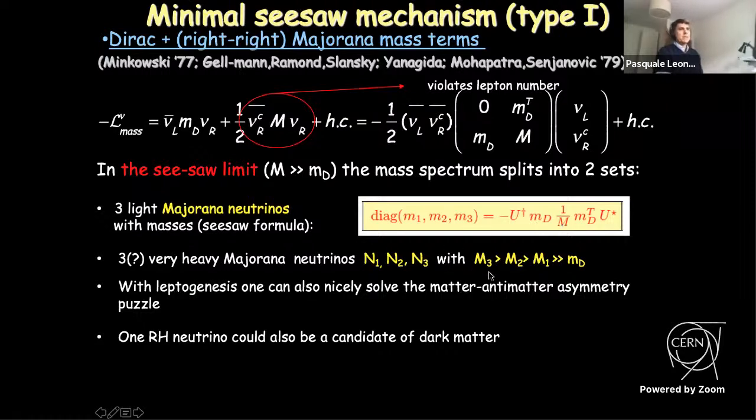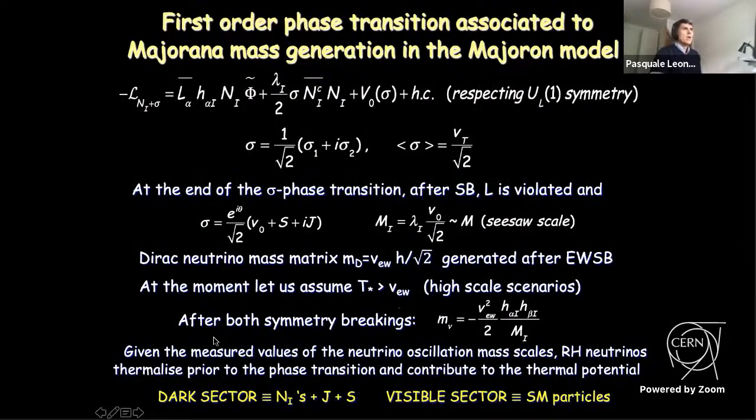You also predict the existence of very heavy seesaw neutrinos with Majorana masses. And you can address the origin of matter in the universe with leptogenesis, and also one right-handed neutrino could be a candidate of dark matter. So therefore, the origin of the Majorana masses could be associated to a phase transition.